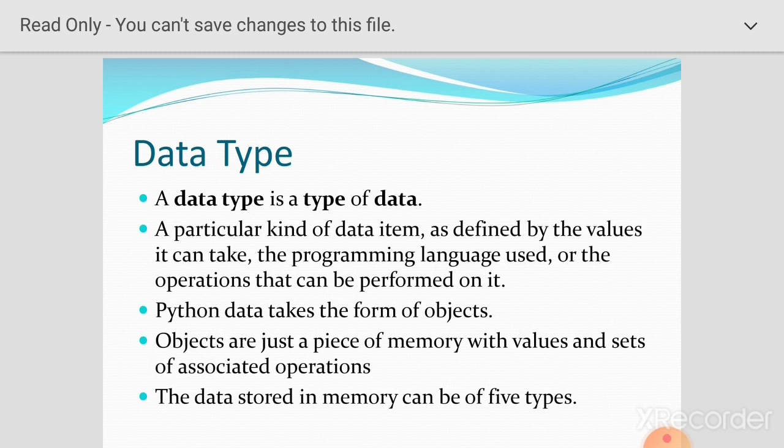So Python takes data in the form of objects. First of all, what is an object? An object is just a piece of memory with values and a set of associated operations. So the data stored in memory can be of 5 types. Yes, shall we go on? Clear with data type?